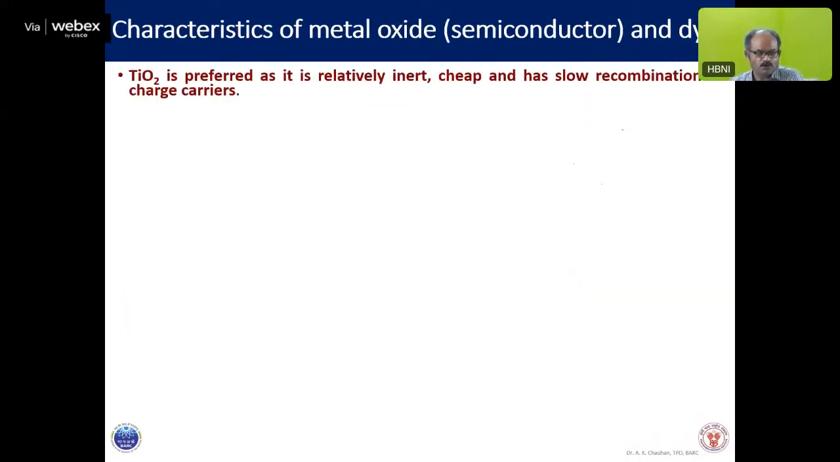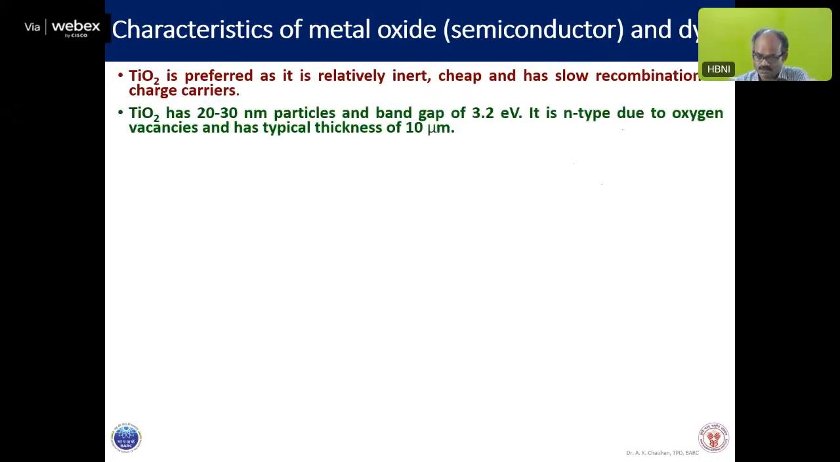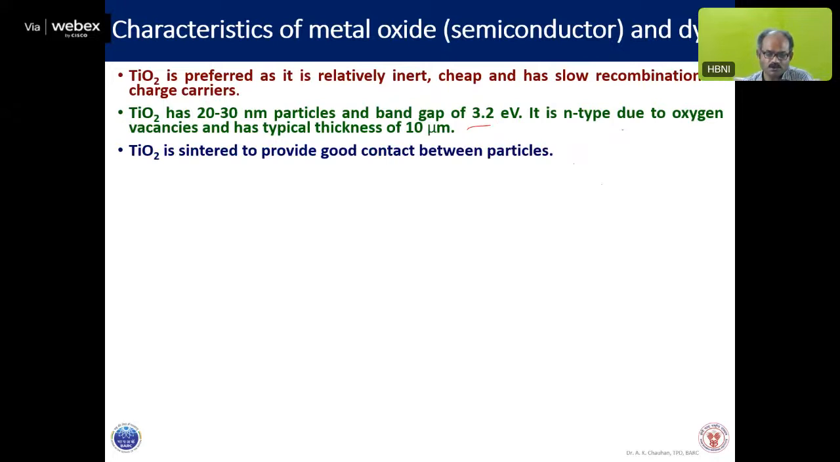Okay, done. So now let us see what different characteristics are required for the materials which we are using. Can we replace it? Of course, we can replace it if we can find an alternative which has the same properties or better properties. So TiO2 is preferred. Why is it preferred? Because it is relatively inert, cheap, and has low recombination of charge carriers. TiO2 is also commercially available as 20 to 30 nanometer particles, and the band gap is about 3.2 electron volt. So it is good.